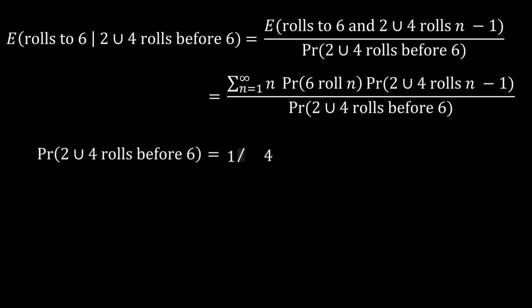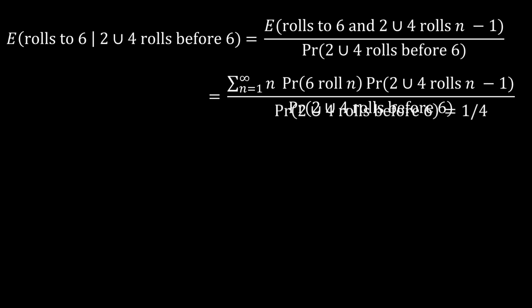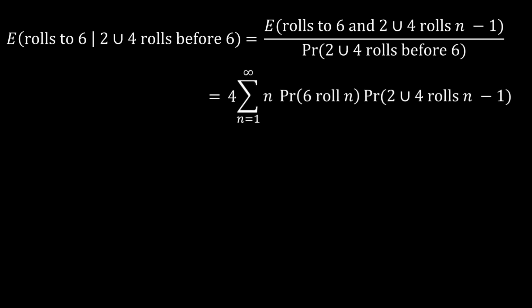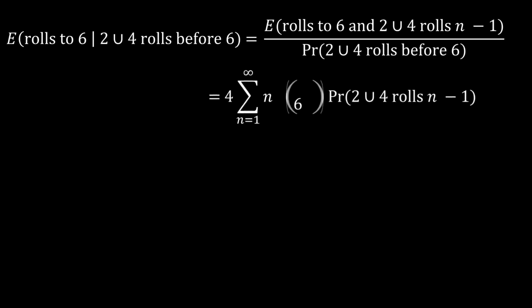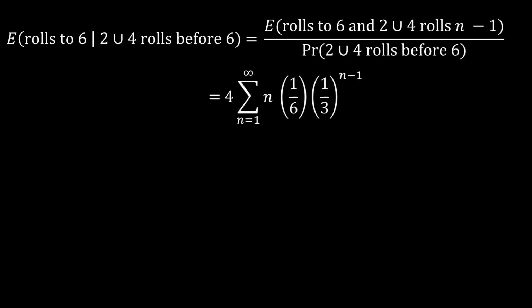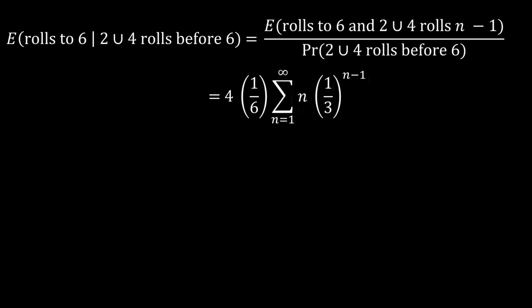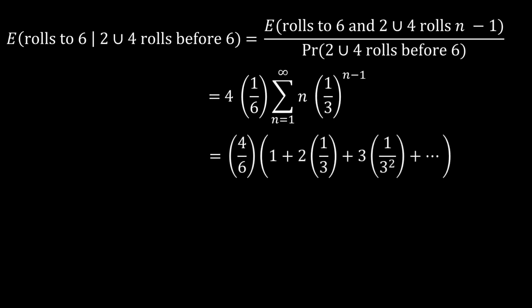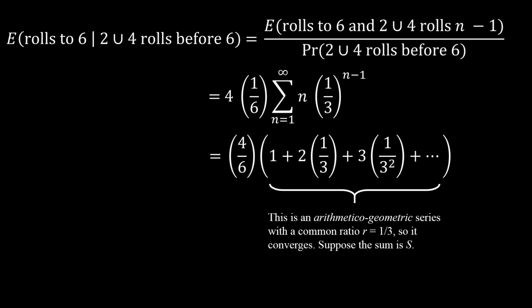We now have to figure out this summation. But we've already calculated some of these probabilities. The probability that we roll a 6 on any particular roll is 1/6, and the probability that we get 2s or 4s up to that roll will again be the product of 1/3 to the power of n-1. So now let's factor out the 1/6 from the summation and write out some of the terms of this summation. So how do we figure out this sum? Well, it turns out this is kind of like a geometric series, but it's being multiplied by increasing terms, so it's known as an arithmetico-geometric series, and it has a common ratio of 1/3. Because the common ratio is between -1 and 1, it's a property of arithmetico-geometric series that it'll converge.